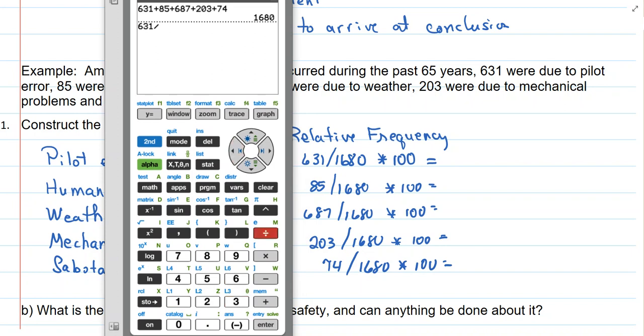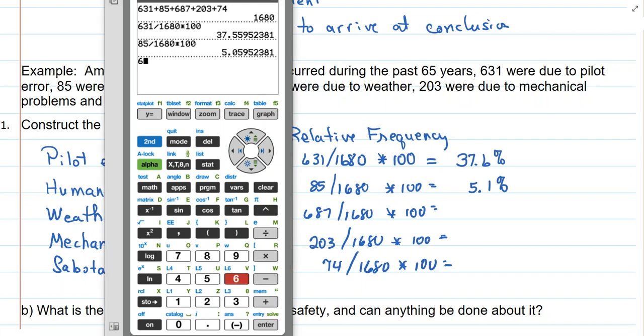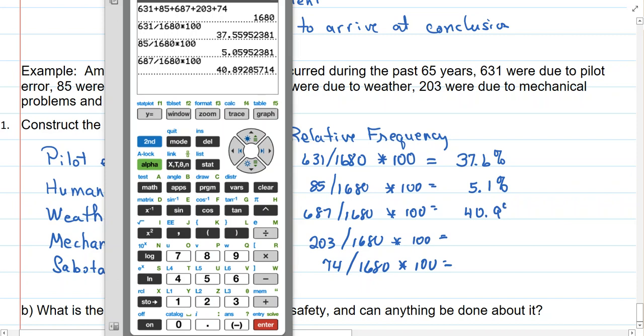I'm going to move it over here. All right, so we're going to do the 631 divided by the 1680 times that 100. So we're going to do 1 decimal place on the percent, and I'm going to have 37.6%. 85 divided by the 1680 times 100 for percent is 5.1% using the rules of rounding. 687 divided by 1680 times that 100. And it's going to be 40.9%.